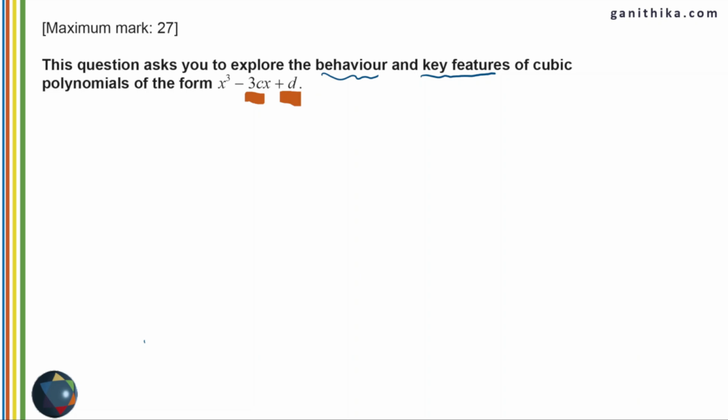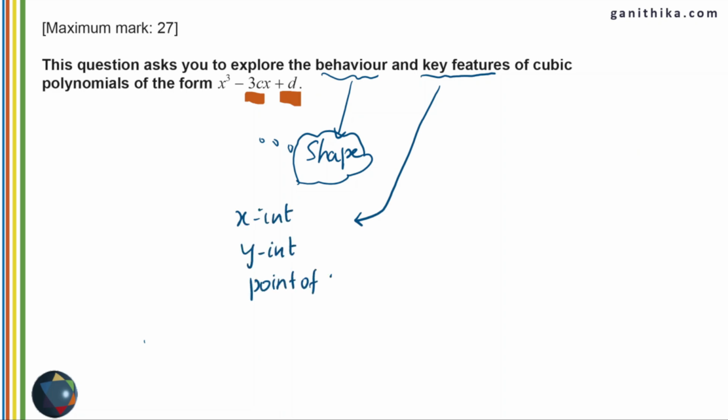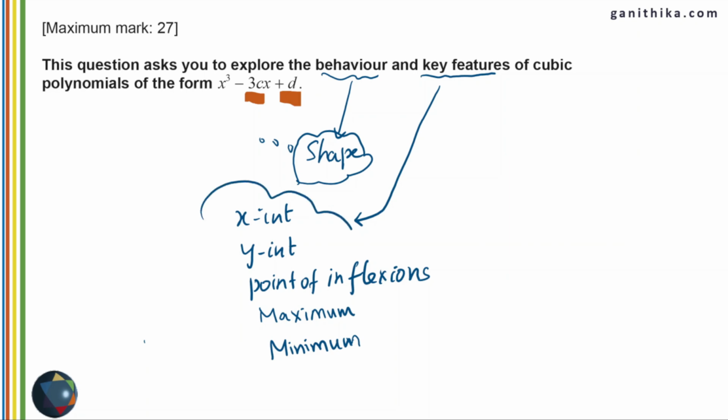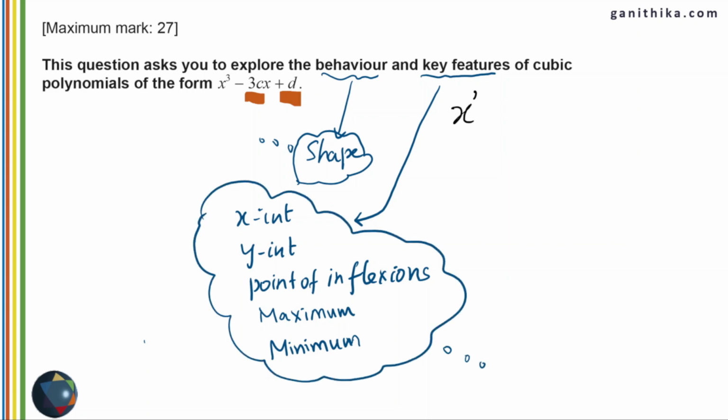What are the things that we know about cubic polynomials? Let's collect all that we know about cubic polynomials before we proceed further in the question paper. What do we know about the behavior and key features of cubic polynomials? The word behavior means you are looking into the shapes of the polynomials, and by the word key features you mean x-intercepts, y-intercept, any points of inflection, maximum or minimum, which means any stationary points or non-stationary points altogether form the key features of any cubic polynomial.